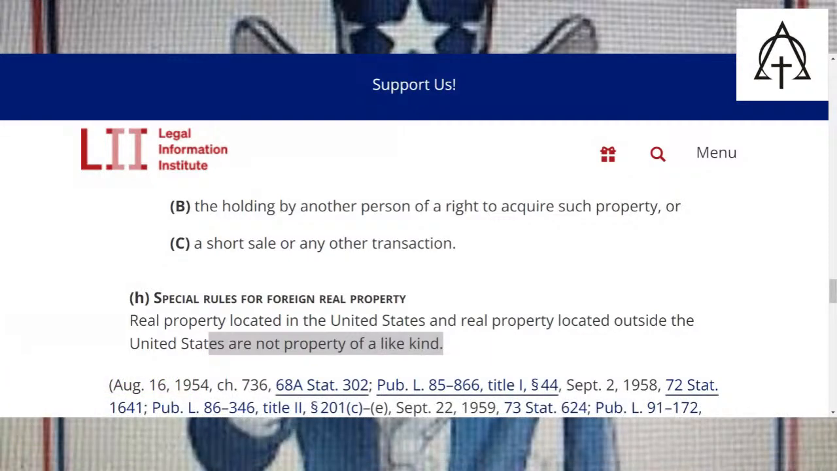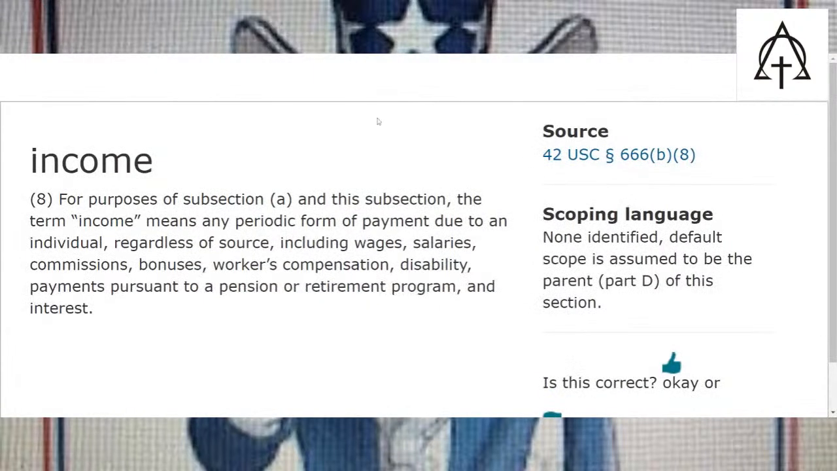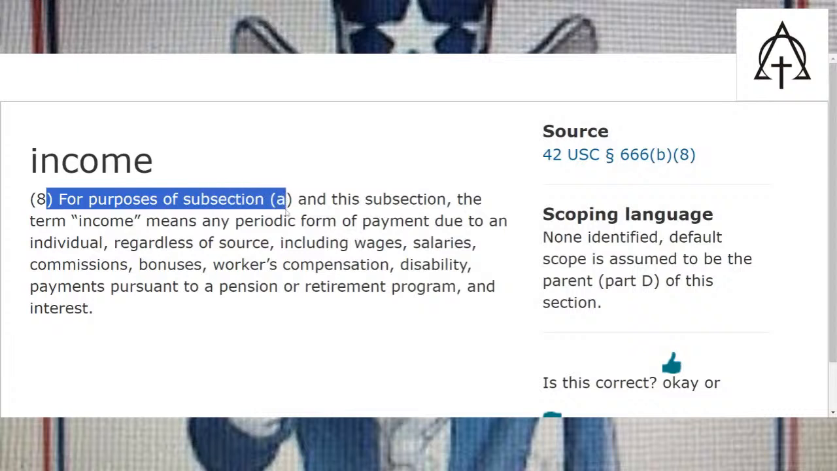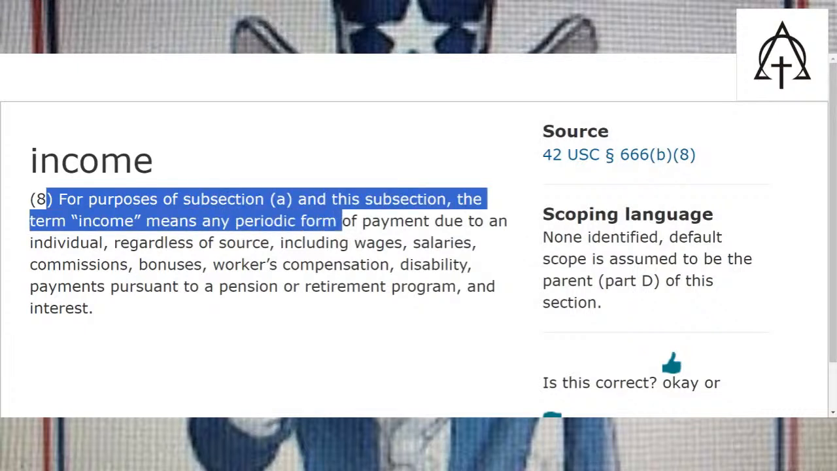Hey, Harry. No, I've beat a few cases in court. Child support being one of them. And I'll tell you, 42 U.S. Code 666(b)(8) has a definition for income. Now notice and pay attention very clearly, people, because (8), for purposes of subsection (a) and this subsection, the term income means any periodic form of payment due to an individual.